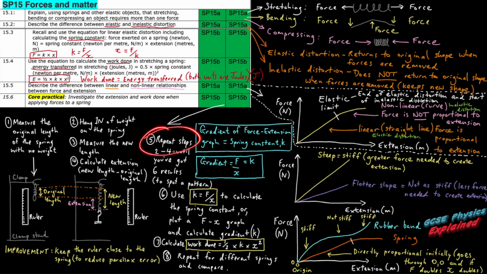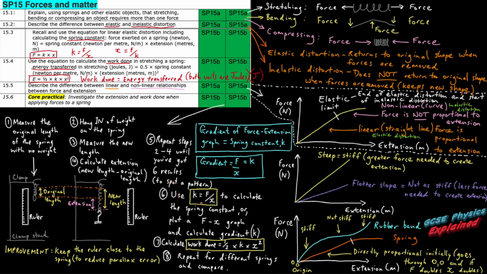Then for your 5th mark, you say repeat steps 2 to 4 until you've got 6 results. Why 6 results? So you can spot a pattern. So hang 2 newtons on, then 3 newtons, then 4 newtons, then 5 newtons. You know what I mean? The spring will get longer and longer and longer.